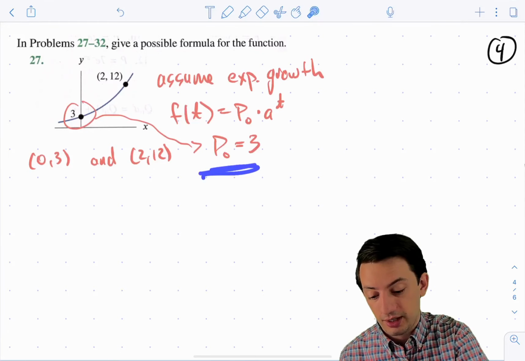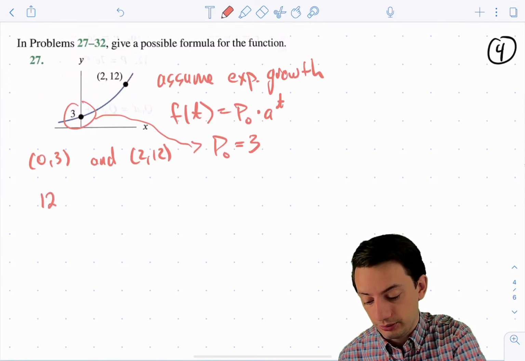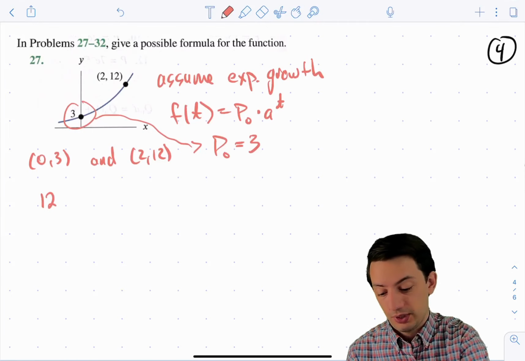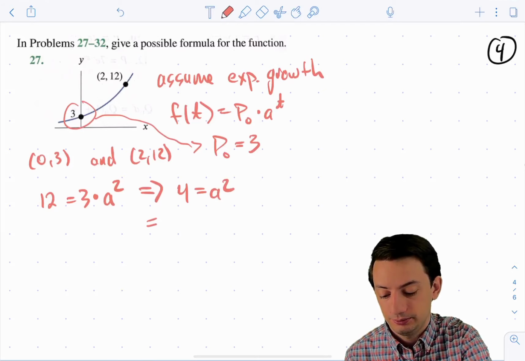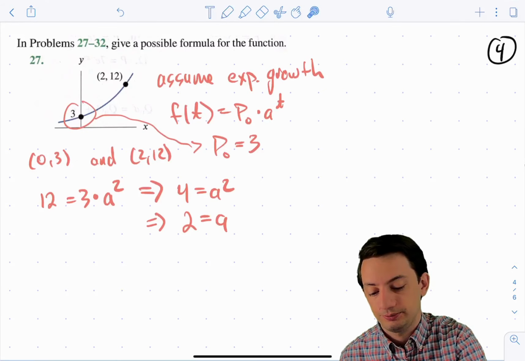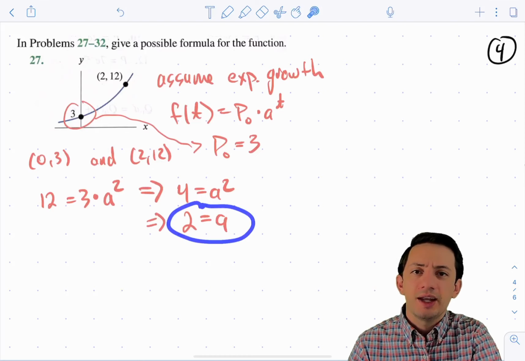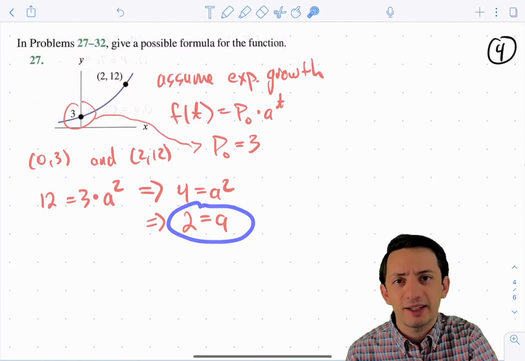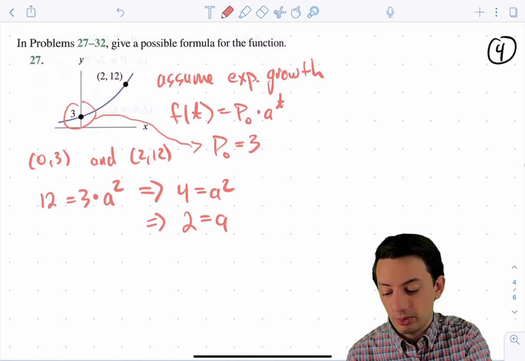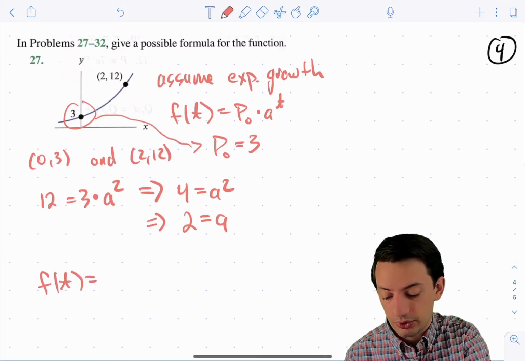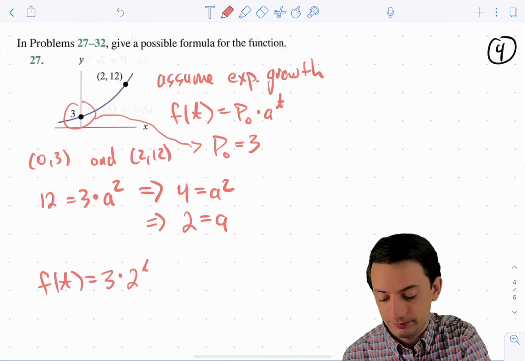Since we know this already, we can just say 12, that's our f of 2, is 3 times the unknown a squared. So we don't need a calculator for this one because we can divide by 3. That tells us 4 is a squared, and that tells us a is 2 because we're taking the square root of both sides. Now, you might remember that when you take the square root of both sides, you technically might need a plus or minus. But in this case, we know, because we're talking about exponential growth, that a has to be a positive number. So our formula is f of t equals 3 times 2 to the t.